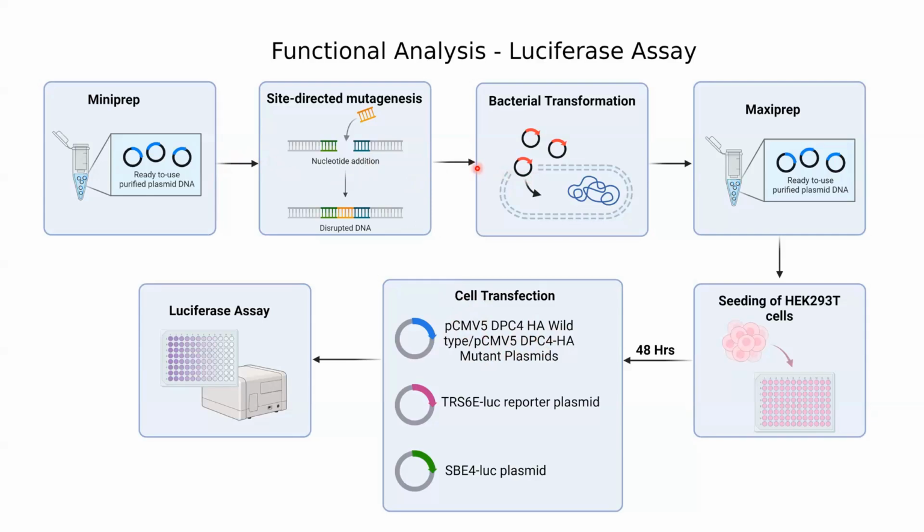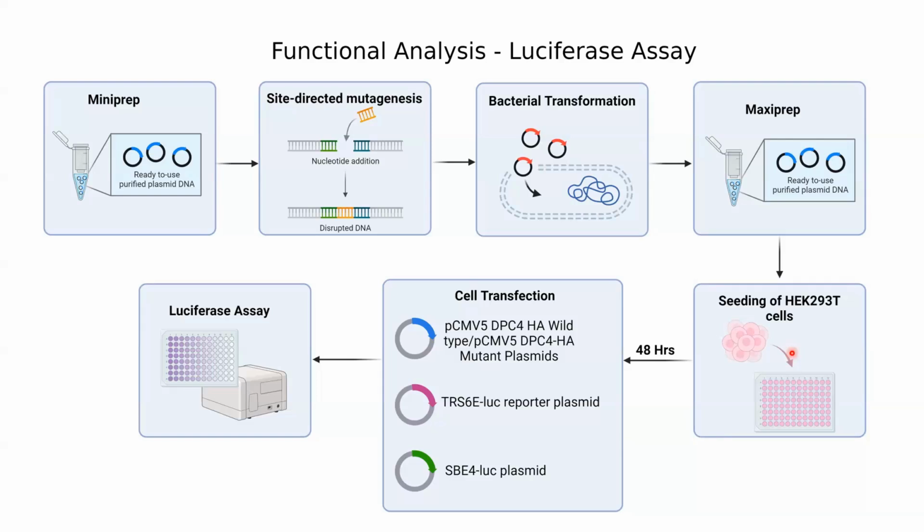And then the nicked vector DNA containing the desired mutation, I transformed it into XL10-Gold ultra-competent cells. These cells, after cloning them, were maxi-prepped to get higher purity and a higher number of plasmids, which I wanted to use for cell transfection. Before cell transfection, I seeded HEK293T cells.